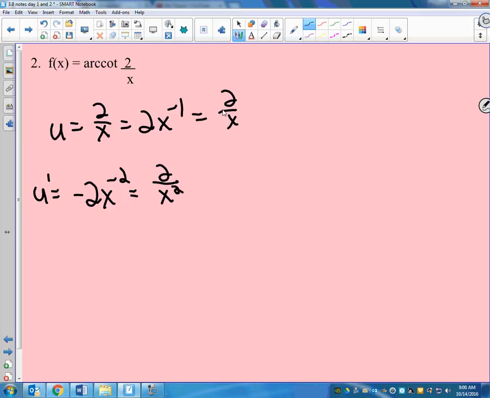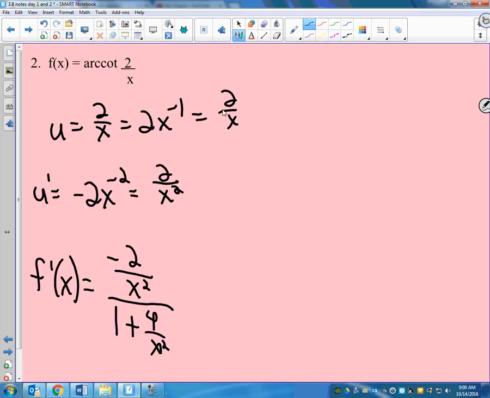Our cotangent is negative u prime, so negative 2 over x squared over 1 plus u squared, which would be 4 over x squared. And again, you're definitely going to have a question on your test where I put the fractions in it to make you do the algebra to simplify it. So you can get the common denominator just like we did in the last one.